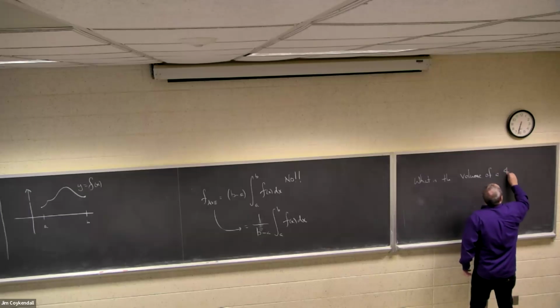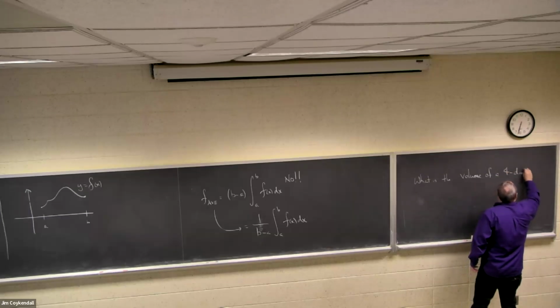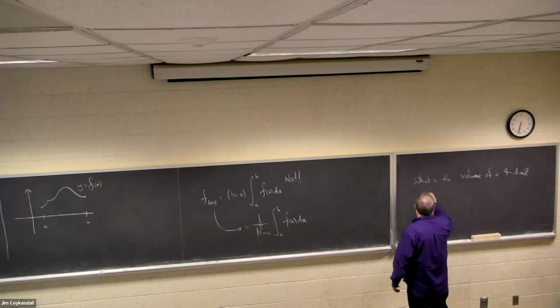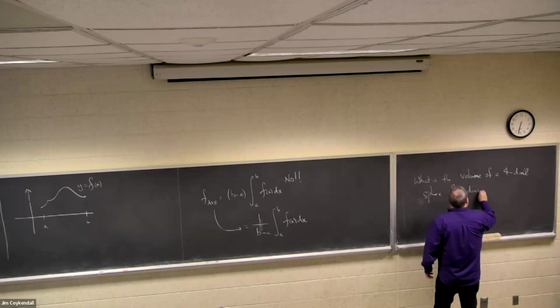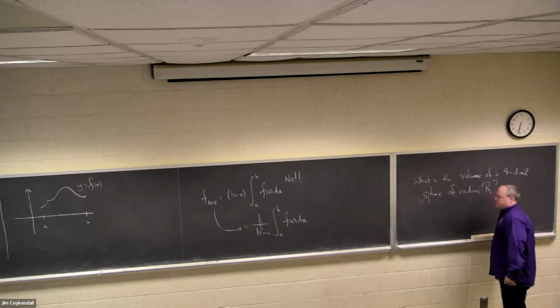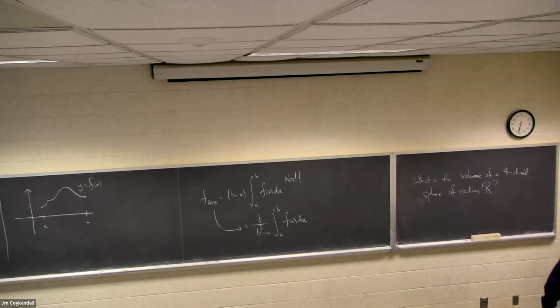A four-dimensional sphere of radius r. Now, just thinking about, by the way, I'm going to get a picture of this, right? Anybody have an idea how to figure out how to do this? And volume, here, what do I mean by volume? I mean the four-dimensional analog of what volume is in three dimensions.